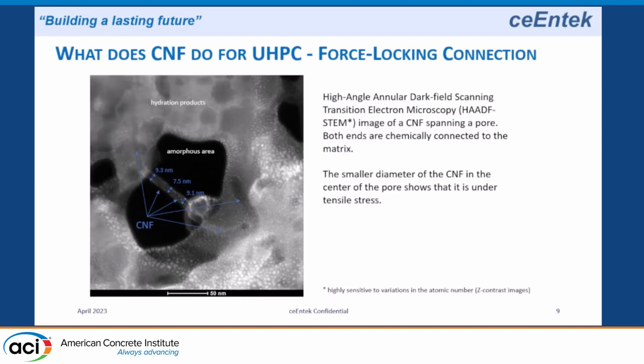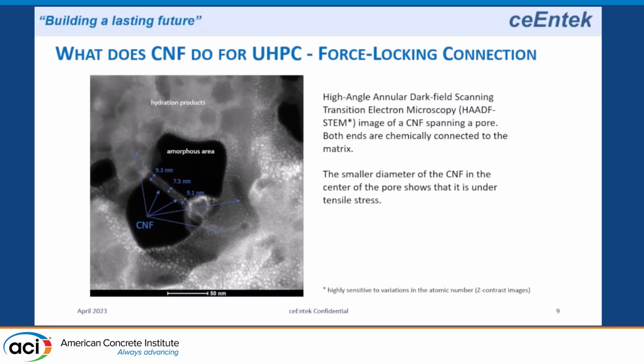So here we have a high angle annular dark field scanning transmission image of hydrates through an air bubble or an air pocket within the matrix. So the black is air, and the hydration products are the lighter color. And what you'll see is a carbon nanofiber that's going through the air bubble to both sides of the matrix, the hydration products.